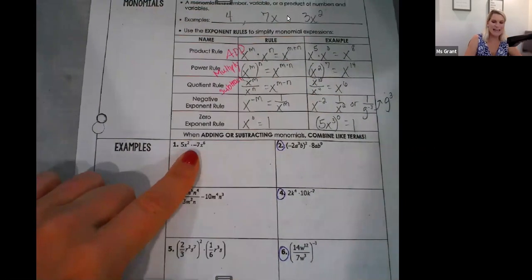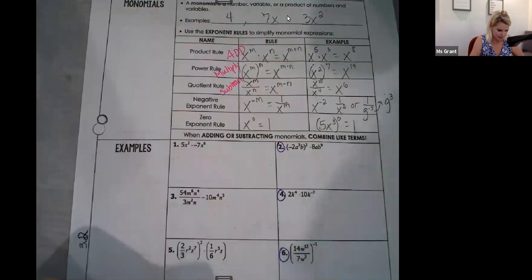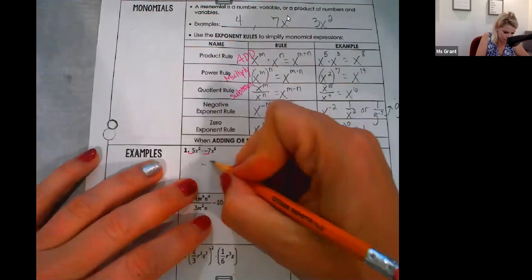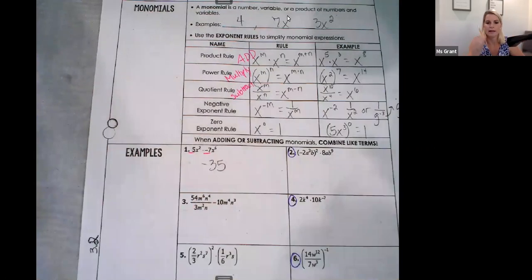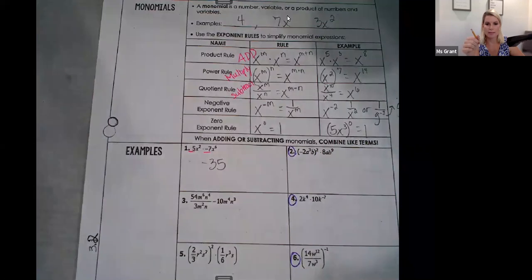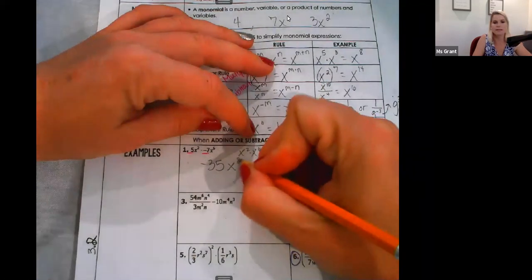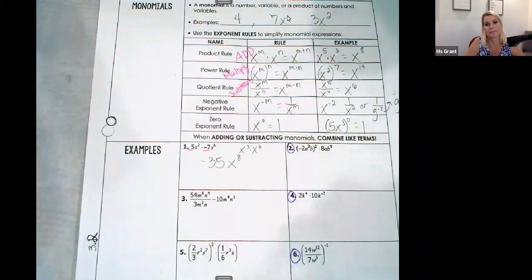5x squared times negative 7x to the sixth. So I'm going to have you first do the 5 times the negative 7, the numbers first, negative 35. Then you're going to do x squared times x to the sixth. Well, we know x squared times x to the sixth means that you add, so it's x to the eighth. Okay.